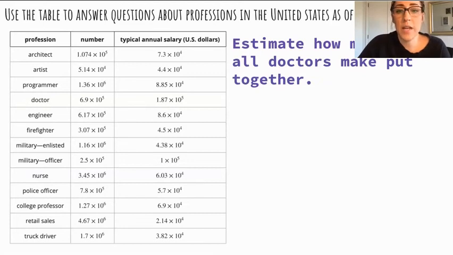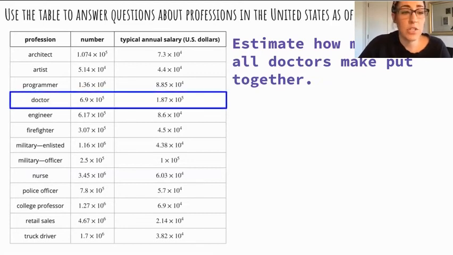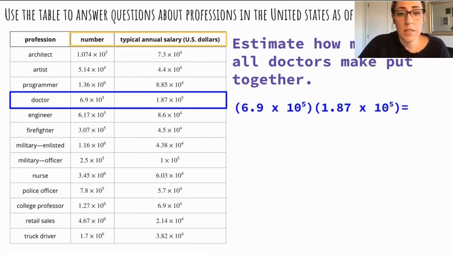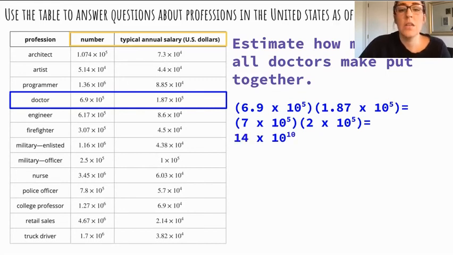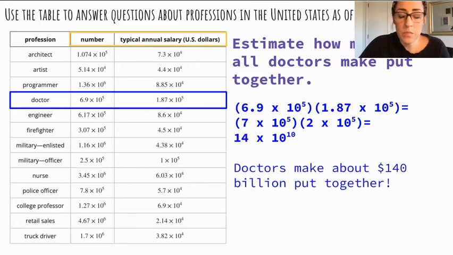The next one says to estimate how much money all doctors make put together. So we're just looking at the doctors. We're taking the numerical value times the typical annual salary to find that total estimate. So we have the 6.9 times 10 to the 5th and the 1.87 times 10 to the 5th. We're going to use estimation here. So we're going to say that this is 7 times 10 to the 5th and 2 times 10 to the 5th. Then we just have to focus on those leading factors. So 7 times 2 is 14. 10 to the 5th times 10 to the 5th is 10 to the 10th because we add the exponents. So we can say doctors make about 140 billion put together.